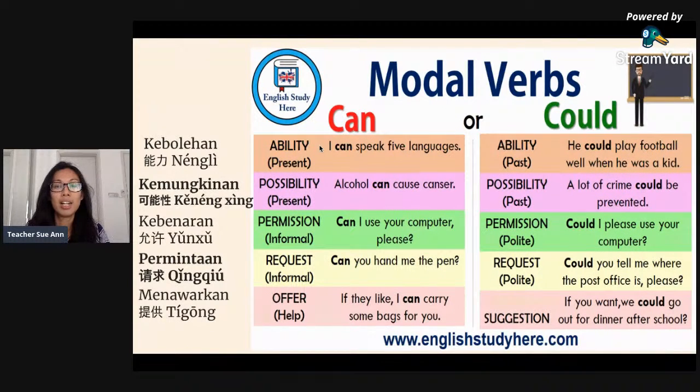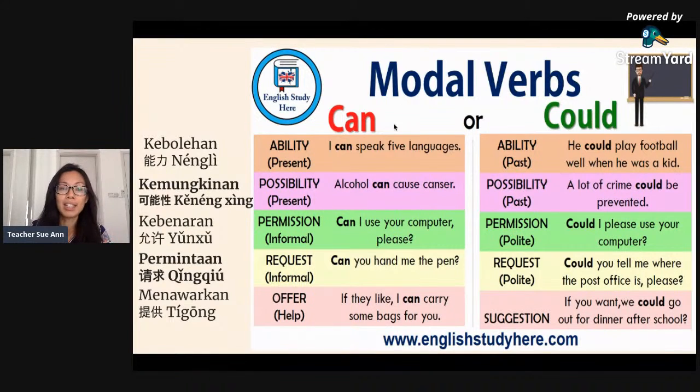Okay, and then the second one is possibility, kemungkinan, 有可能, right? Third one is permission, kebenaran. Fourth one is request, permintaan. And fifth one is an offer, menawarkan. Okay, so let's talk about can versus could.